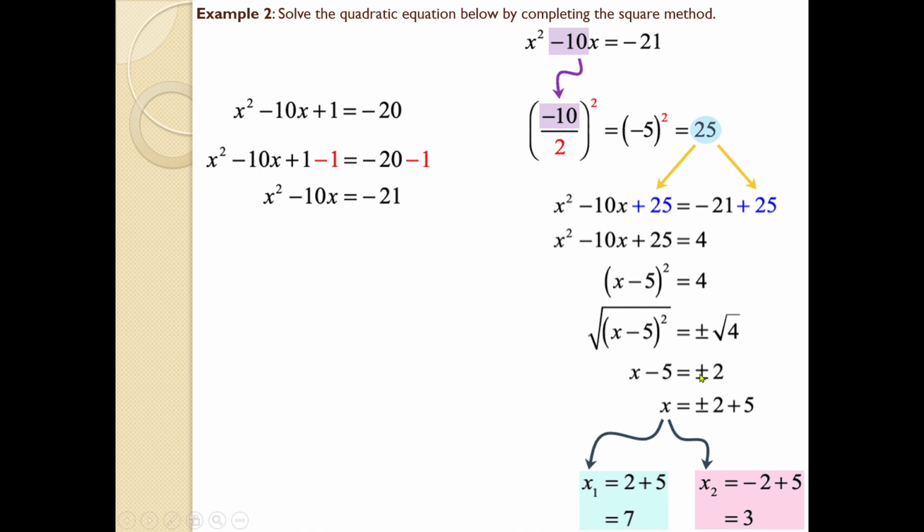Now you have got plus or minus, so you need to find two solutions, one with the assumption that it is a positive 2 and another with the assumption that it is a negative 2. So it will be x equal to 2 plus 5 and minus 2 plus 5, so the answers are 7 and 3. So these are the steps that have to be followed in solving a quadratic equation using the completing the square method.